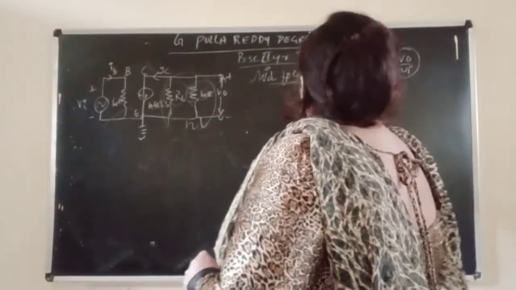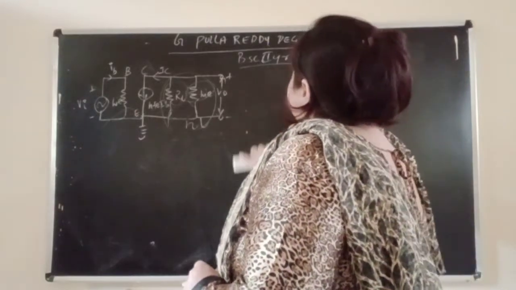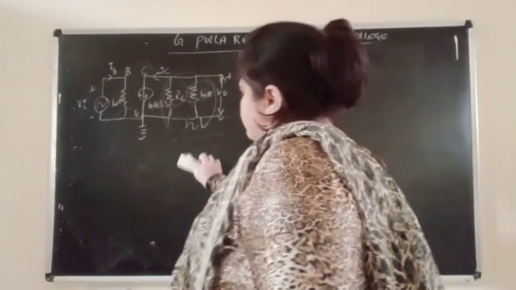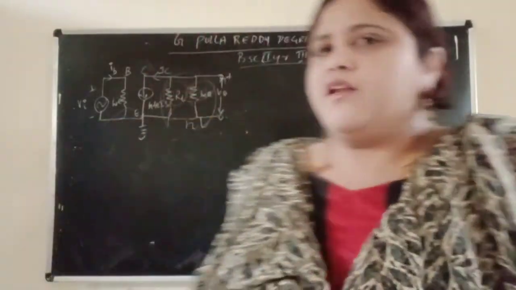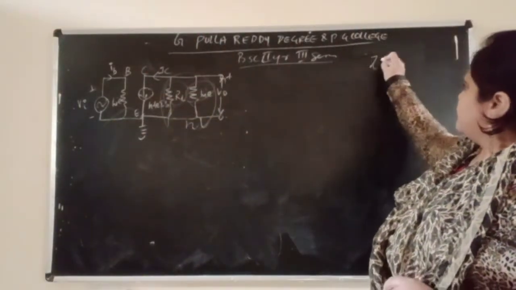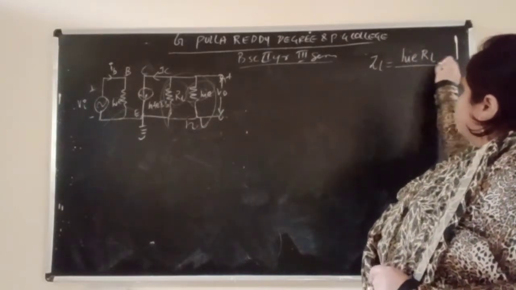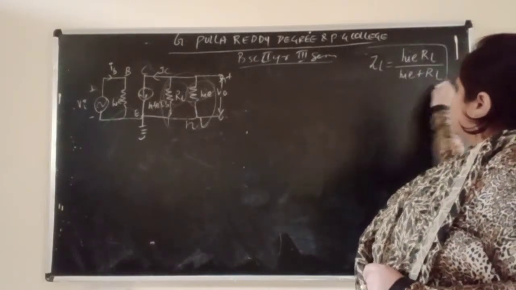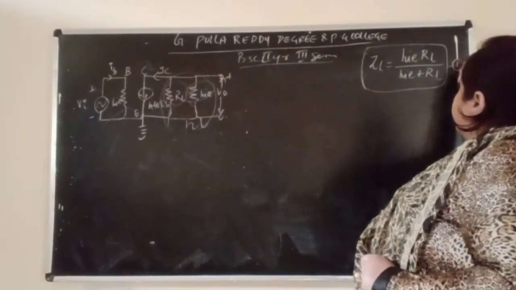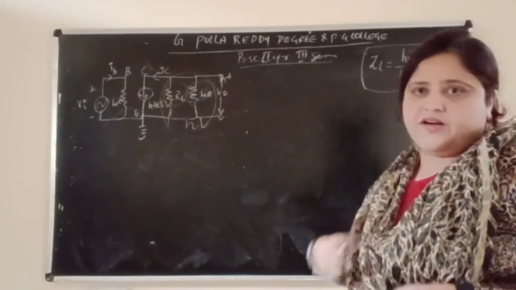You have to calculate now the gain. So now the ZL value is ready. Just now what we got? The ZL value, we will write here and keep aside: ZL equals HIE into RL by HIE plus RL. This is equation 1. Okay, keep it aside.